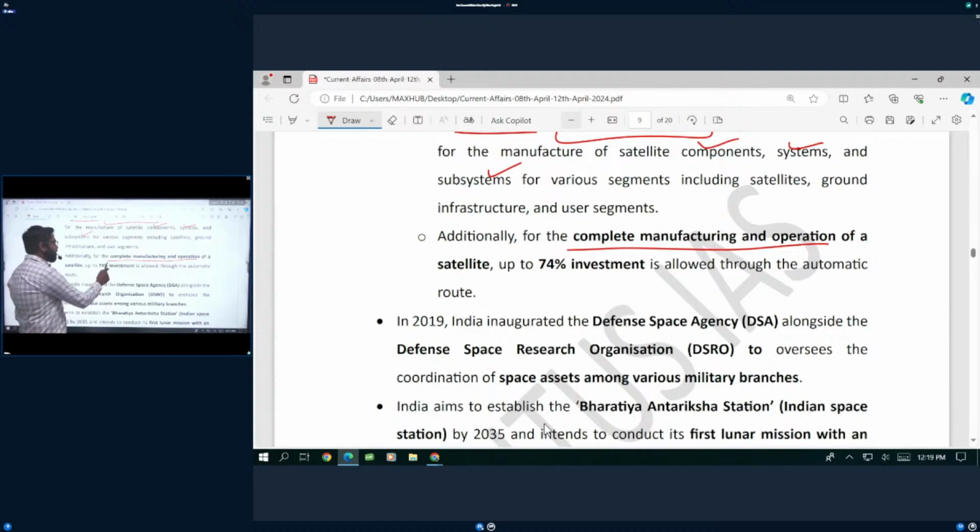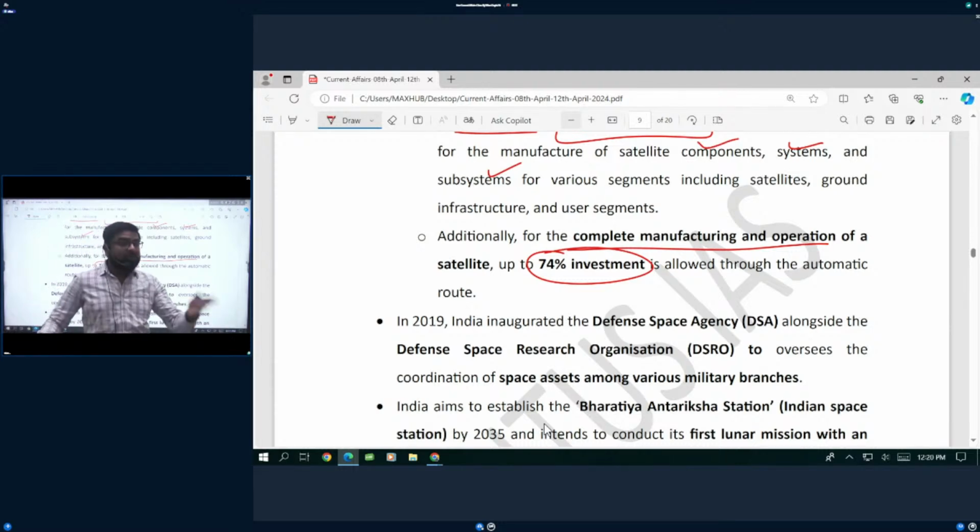In that case you have only 74%. Suppose you are a foreigner and you invest in an Indian startup, then you will have 100% FDI on automatic route. You come to India, establish your own company. In that scenario, you may have 74%. Plus, we are not behind either.